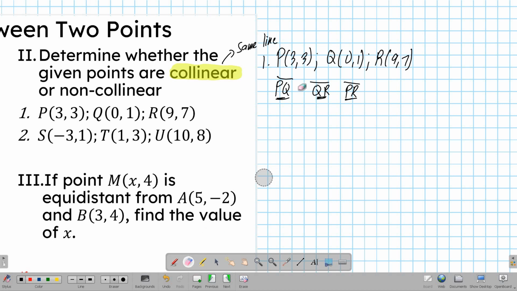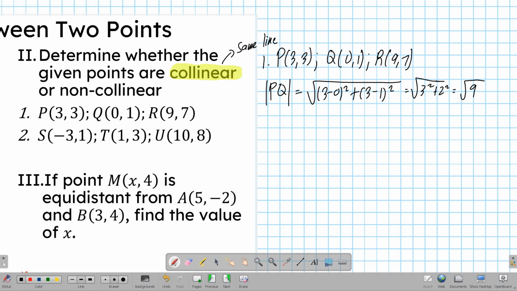So let's erase this first. If we're going to check line segment PQ, there are no matching coordinates, so we can just use the distance formula directly. That would be the square root of 3 minus 0 squared plus 3 minus 1 squared. And this would become 3 squared plus 2 squared, that would be 9 plus 4, which is the square root of 13. And that's already in its simplest form.